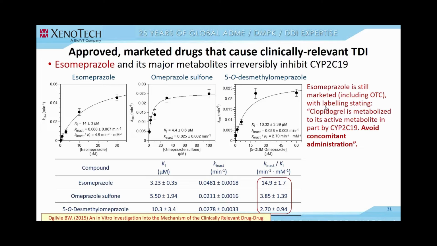The prescription strengths do have labeling stating that Clopidogrel is metabolized to its active metabolite in part by CYP2C19 and to avoid concomitant administration. This is actually an interesting example because Clopidogrel is a prodrug and actually has to be activated, as it says, by CYP2C19. So this is a case where irreversible inhibition actually leads to less efficacy of the victim drug, whereas normally you would see an increased concentration of the parent and therefore more toxicity or adverse events.